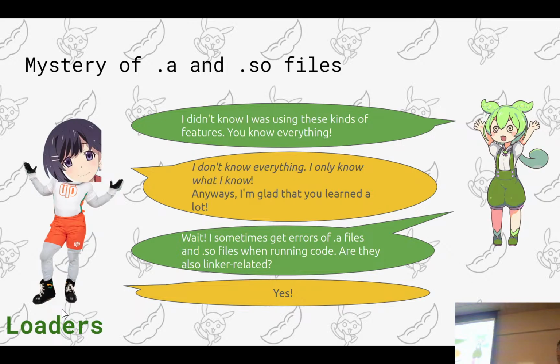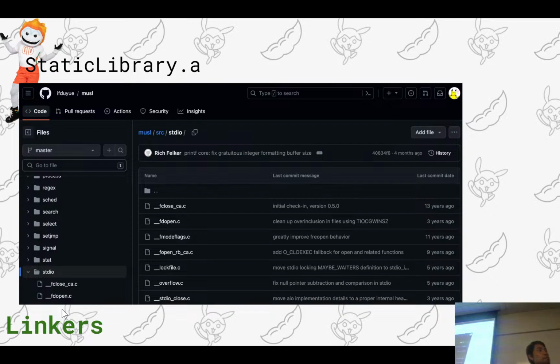But the green guy came up with another question: .a files and .so files. So have you encountered any errors related to .a files and .so files? Although they often come up with errors, we are rarely told about .a files or .so files. Are they linker related? Yes. So before diving into .a files, this is libc, the library of C.